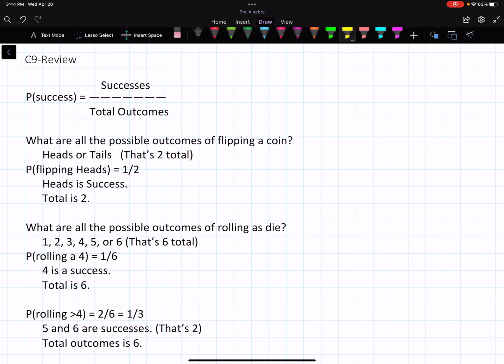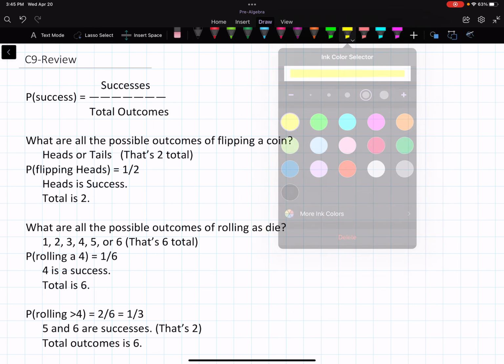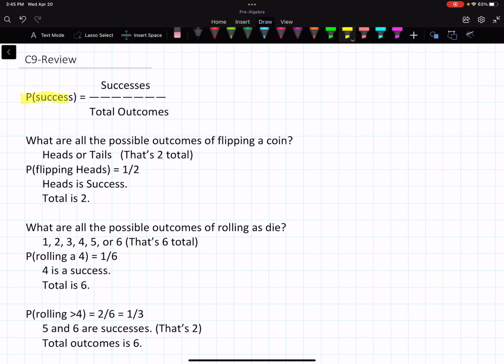Okay, this is Chapter 9 review. Let's take a look at some of the probabilities that we were dealing with here. First thing is the probability of something happening, and it's simply marked down as count how many successes you can have and count the total different outcomes you can have. What do I mean by that? Well, an example is probably the best way to look at that.